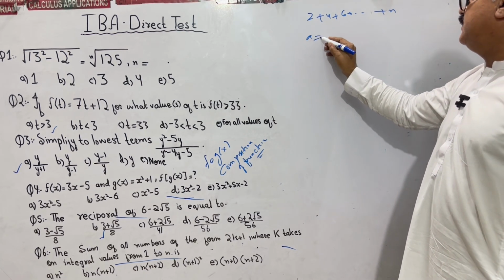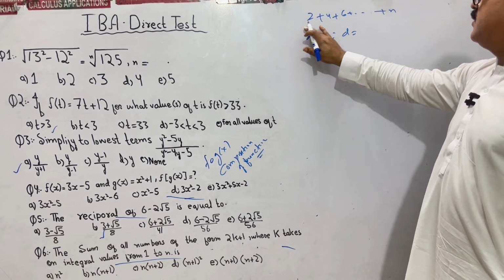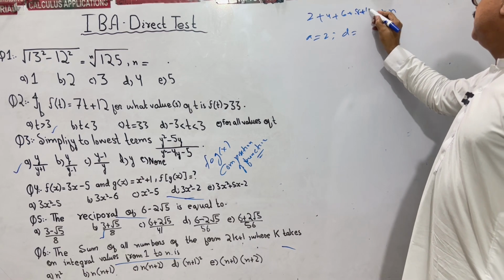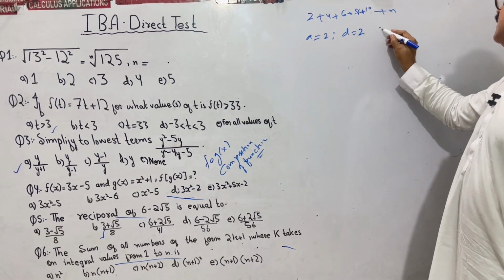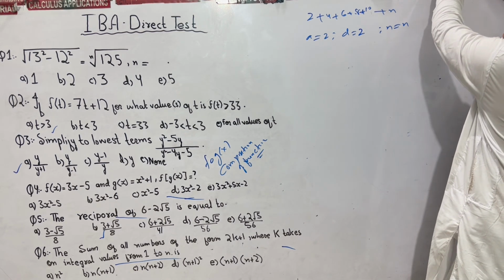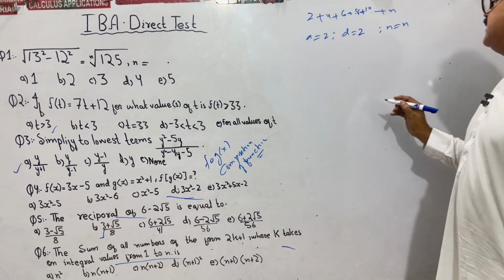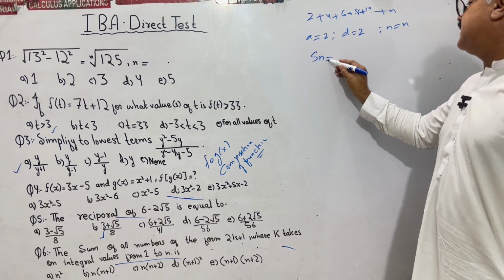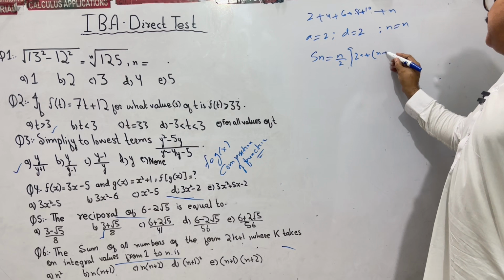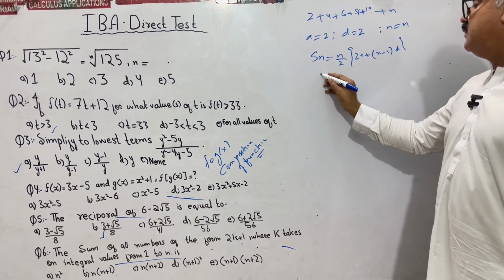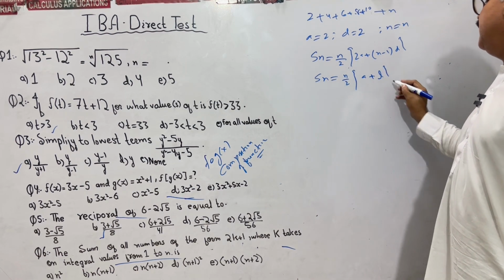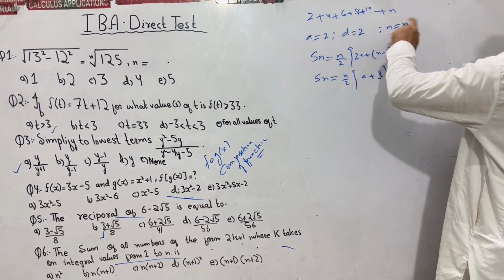Here a is 2, and the common difference is 4 minus 2, 2; 6 minus 4, 2; 8 minus 6, 2; 10 minus 8, 2. Common difference is 2 and number of terms is n. The same formula for arithmetic progression is given by Sn equals n over 2 times 2a plus n minus 1 into d. Or one can utilize sum is given by n over 2 times a plus l. Here a is the first term and l is the last term.